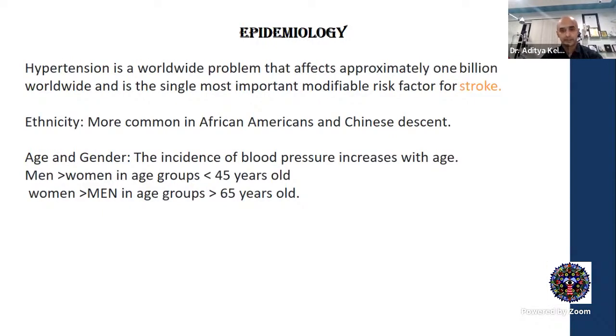Worldwide, this problem is very extensive, and approximately 1 billion people are suffering from hypertension. It is one of the most modifiable risk factors for stroke. It is more common in African Americans and people of Chinese descent, and obviously in India, you do see a lot of people who are overweight and they do suffer from hypertension as well. When it comes to age and gender, in people less than 45 years of age, men are more commonly predisposed to high blood pressure than women, whereas after 65 years of age, women are more predisposed than men.